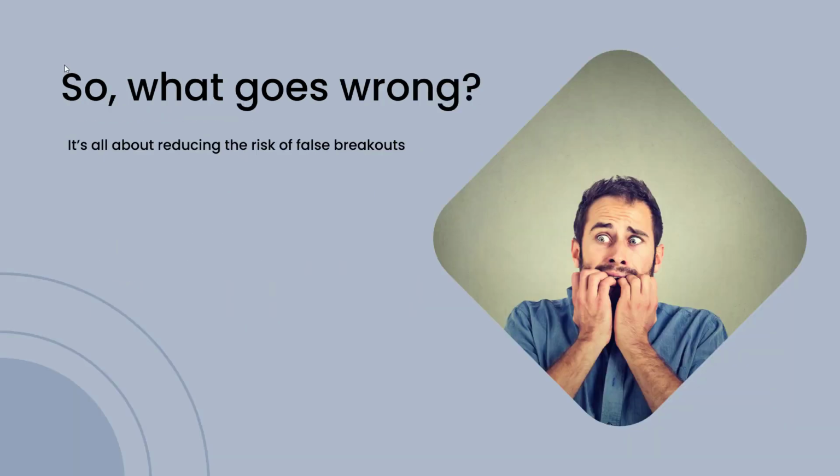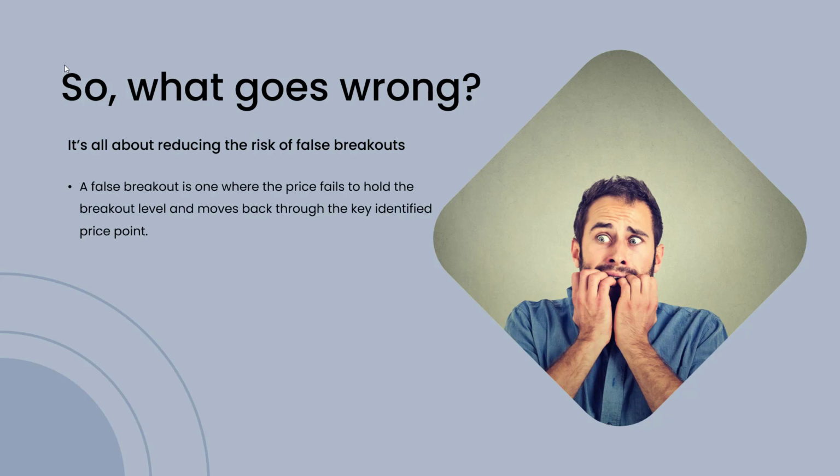So let's look at what goes wrong with breakout trades. Well, it's all about reducing the risk of false breakouts. What we mean by that is when it looks as though something's going to break out, it might even poke its head above a key level, or below a key level if we're going short, only to fall back into a trading range, or in other words, back through that level.